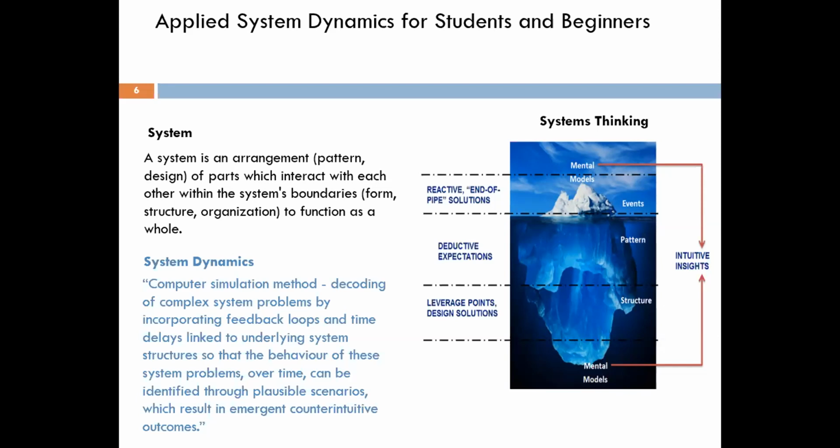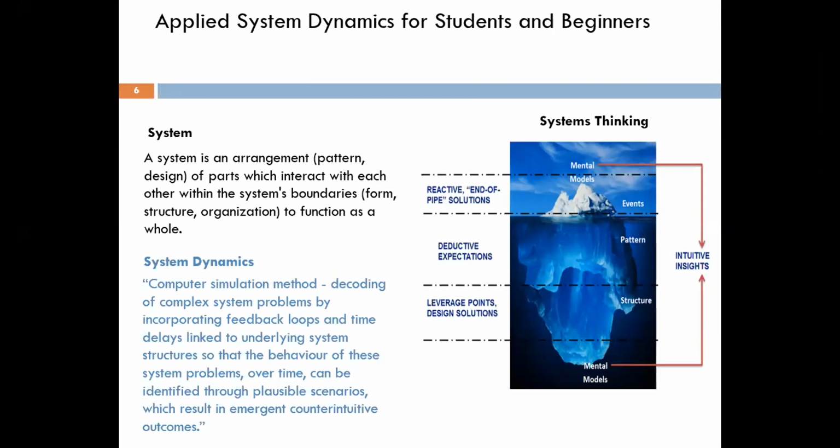So when we come across a particular event, immediately we end up mentally modeling what we perceive is the situation. So based on our perception, based on our intuition, we have this mental image. And when we try and solve problems while on the event level, we end up being very reactive again, and we end up treating symptoms. So we end up with these end-of-pipe solutions. However, after several events, and these events could be things like newspaper headlines, for example.